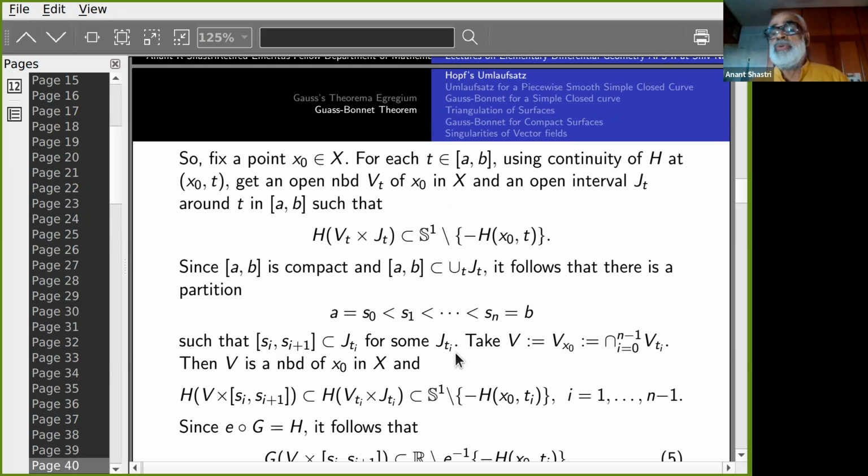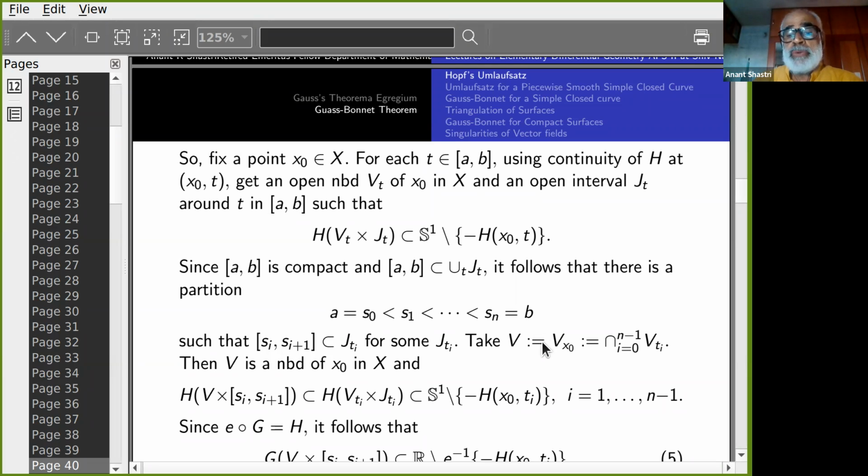So this is the usual application of the Lebesgue number, right? Several times, even in Riemann integration theory and so on, you have done this one. Okay, S_{i+1}, each of them is contained in one of the intervals. So this is the way you subdivide the entire interval.